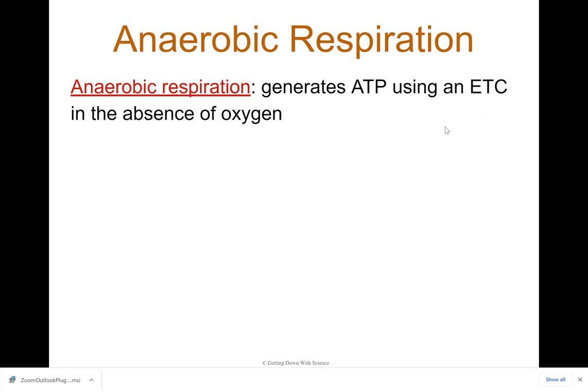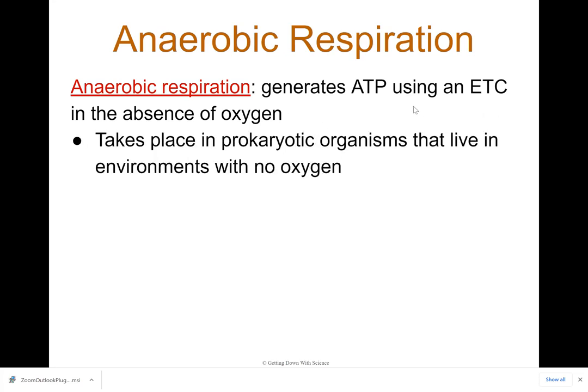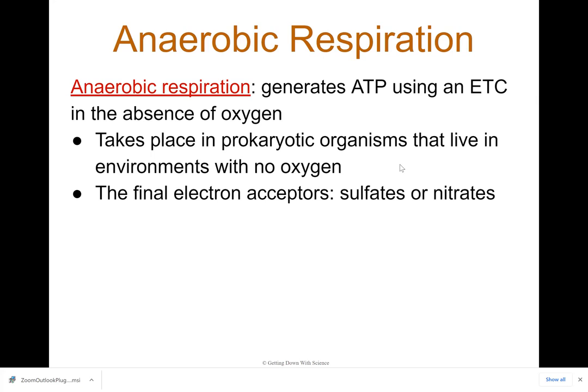So anaerobic respiration generates ATP using an electron transport chain in the absence of oxygen. This specifically takes place in prokaryotic organisms that live in environments with no oxygen. So no oxygen, no mitochondria. The final electron acceptor in these specific organisms is either going to be sulfates or nitrates.